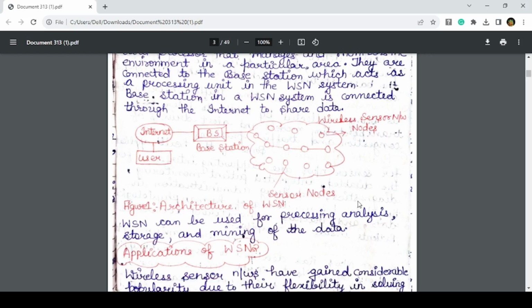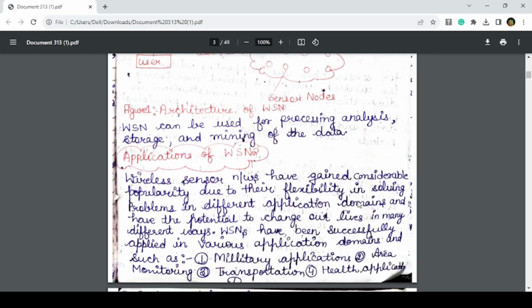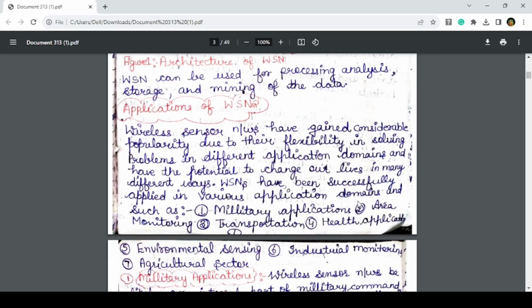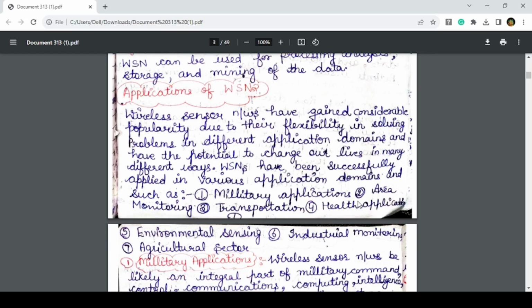Now I am going to discuss the applications of wireless sensor networks. Wireless sensor networks have gained considerable popularity due to their flexibility in solving problems in different application domains, and they have the potential to change our lives in many different ways. Wireless sensor networks have been successfully applied in different application domains like military application, area monitoring, transportation, health applications, environmental sensing, industrial monitoring, agriculture sectors.